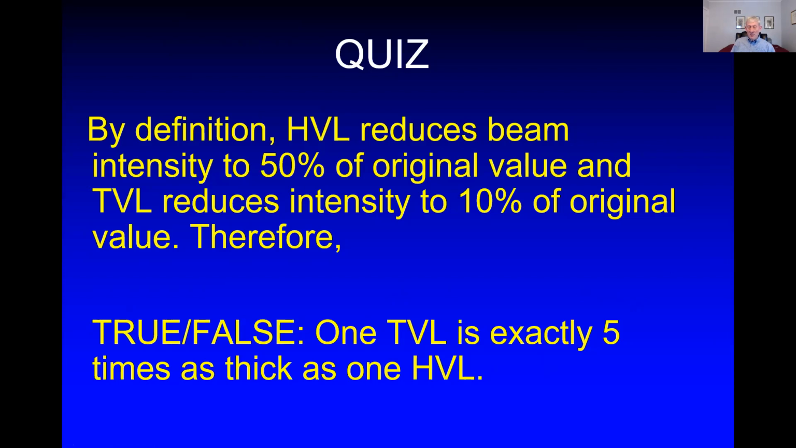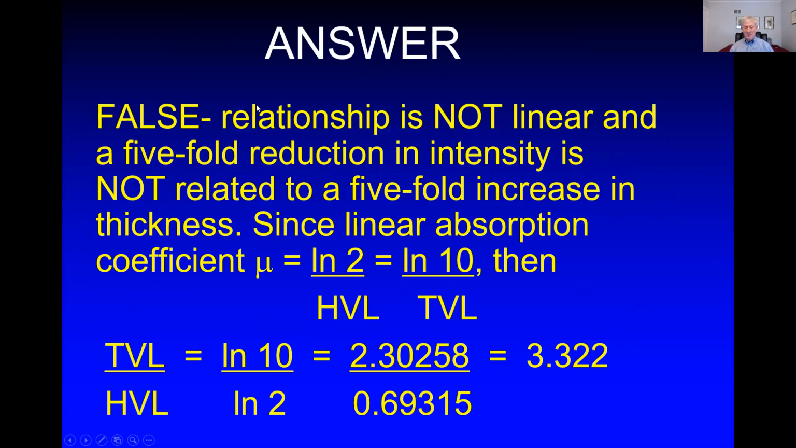So I'm going to give you a hint. That is a linear extrapolation. And therefore, it cannot possibly be true. In fact, here's what we would have to do. Mu, the linear absorption coefficient, recall that was 0.693 over HVL. 0.693 happens to be the natural log of 2. So we could say mu is the natural log of 2 over HVL, or the natural log of 10 over TVL.